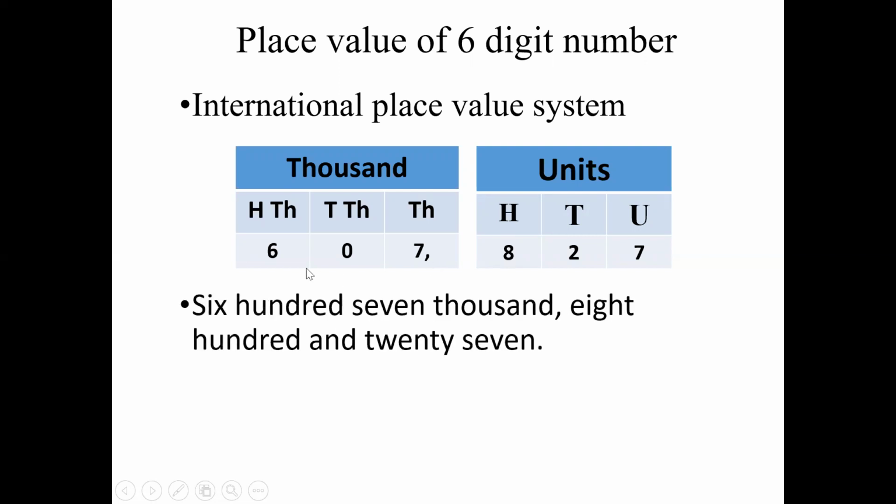How would you read it? Just read the number written in the 1000 house: 607, it will be read as 607. Then you will write the house name at the end, 1000. Then 827.